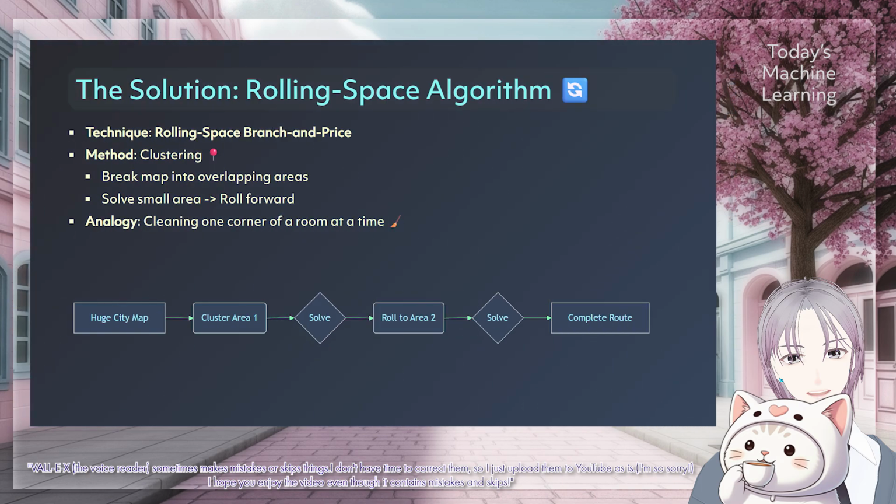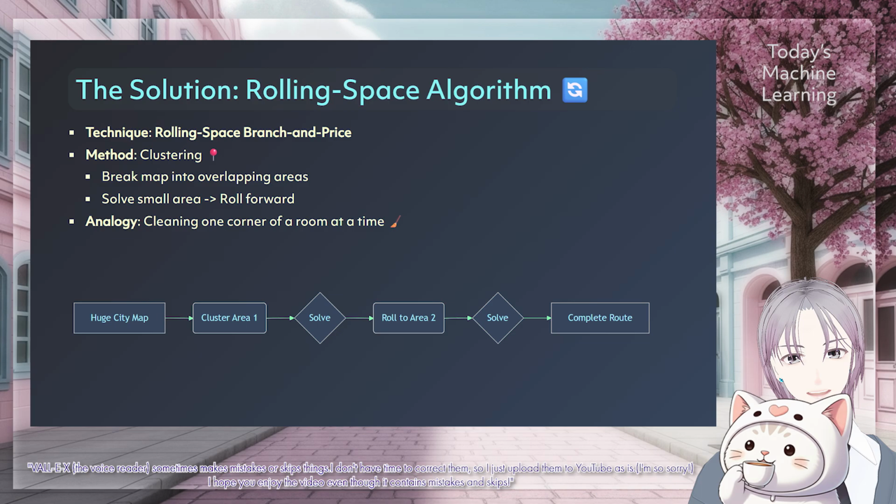The researchers developed something called a rolling span branch and price algorithm. Basically, instead of trying to solve the entire city map at once, which would take a supercomputer a million years, they use a clustering technique. They break the map into overlapping clusters, solve the puzzle for that small area, and then roll that solution forward to the next area. It is like cleaning your room one corner at a time, instead of trying to clean the whole house in 1 second.